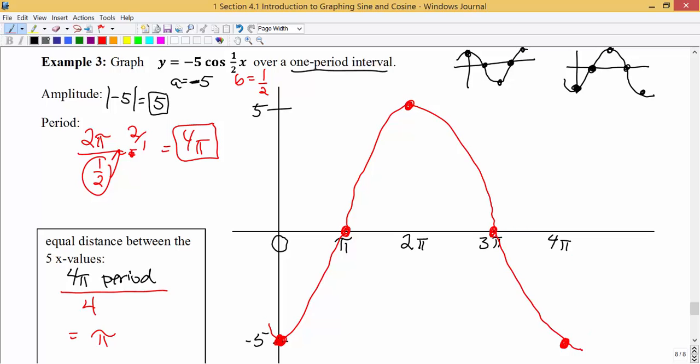And you notice that we complete half that cycle between 0 and 2 pi, which is what B tells us. And one full cycle is required, one full cycle is from 0 to 4 pi. So we require 4 pi units to complete that one full cycle of cosine.